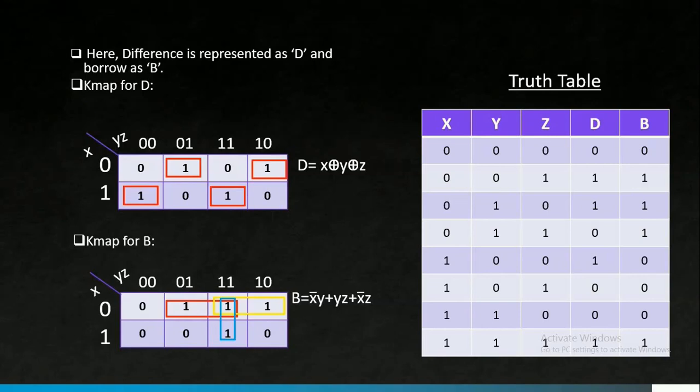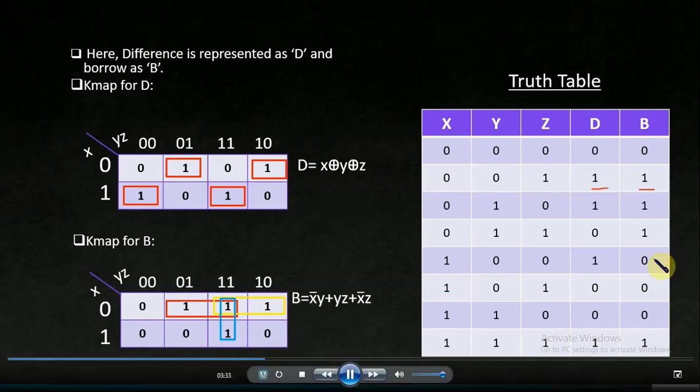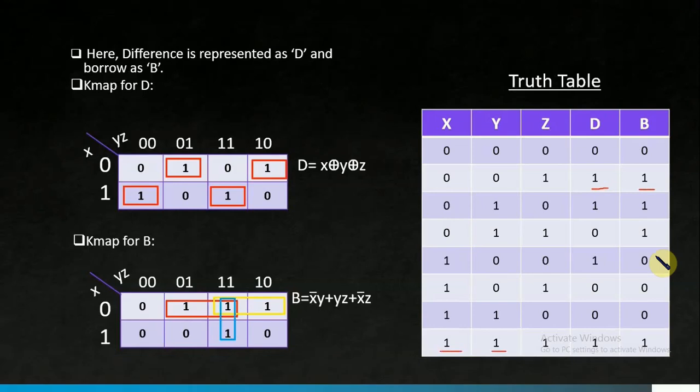In the first column, you see x, y, z are all 0. So there will be no difference and there will be no borrow. So all the values will be 0. In the second column, x is 0, y is 0, but z is 1. So the x and y result is 0, but z is 1, so we have to take a borrow. So there is 1 in the borrow and the difference will be 1. Similarly, for all the columns we have done the same. In the last column, you see all the values are 1, 1 and 1. So first we will perform the difference operation between x and y. So 1 minus 1 is 0.